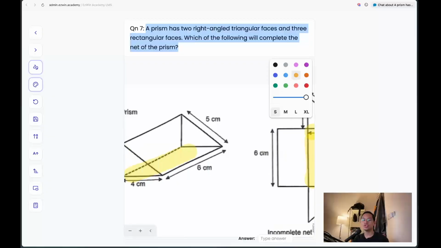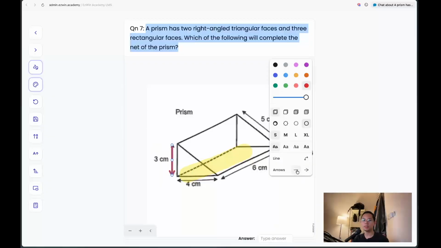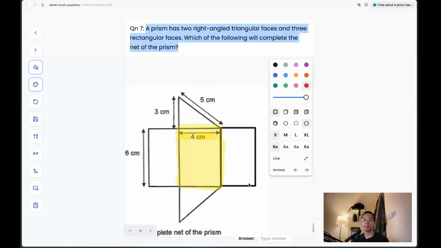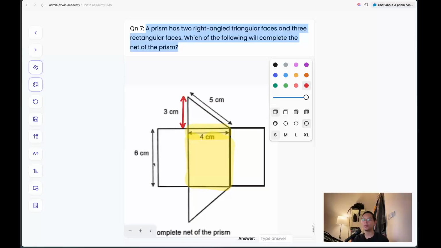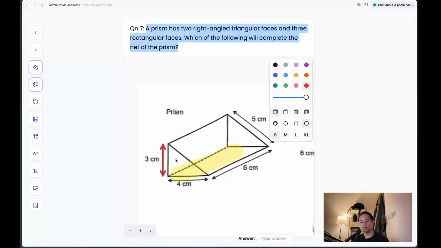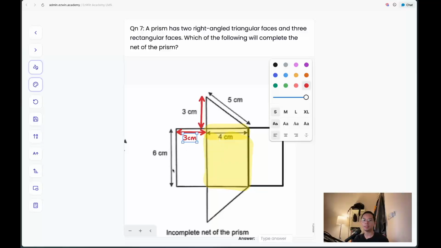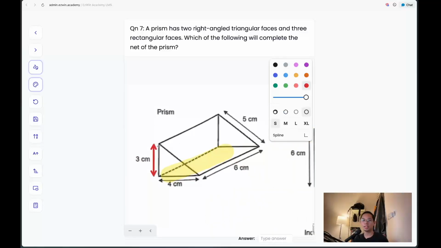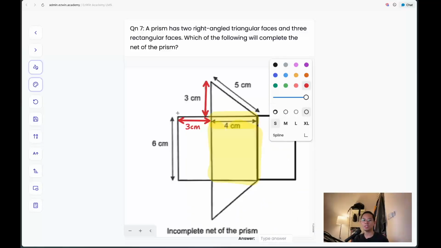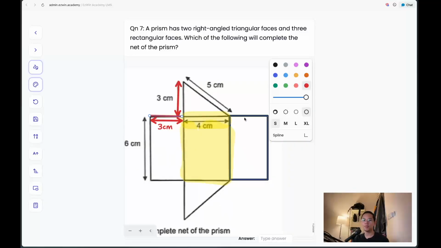So the next thing is these 3 centimeters over here. So these 3 centimeters is indicating over here, right? So which one will then be the 3 centimeters rectangular face? If you guessed this one, then you're right. So this is also 3 centimeters, like this. So the 3 centimeters touches this part, which is this rectangular face over here. So that is left with one more rectangular face like this.